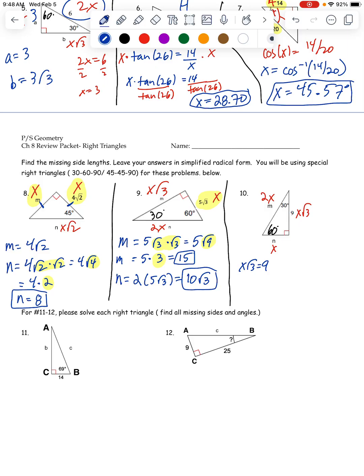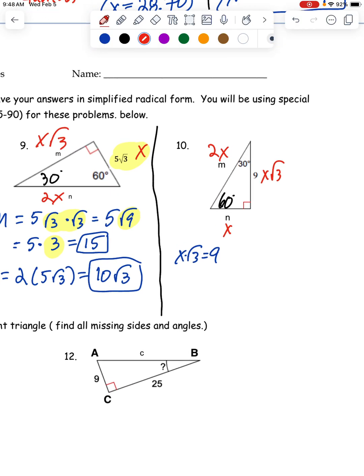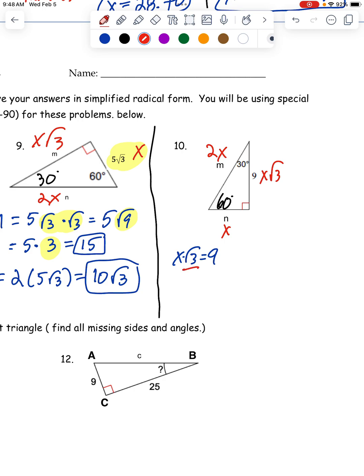Well, let's solve. Let's try to figure that out. So I set x root 3 equal to 9. To figure that out, I can divide both sides by root 3 here, since it's x times root 3. So x equals 9 over root 3. I don't want the radical in the denominator, so I rationalize. So it's 9 root 3 over 3.